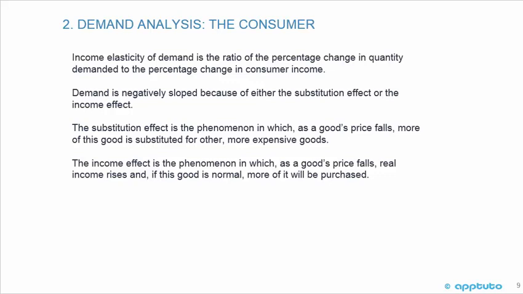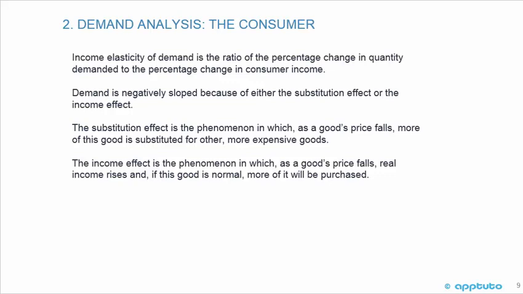Demand is negatively sloped because of either the substitution effect or the income effect. The substitution effect is the phenomenon in which, as the good's price falls, more of this good is substituted for other, more expensive goods. The income effect is the phenomenon in which, as the good's price falls, real income rises.